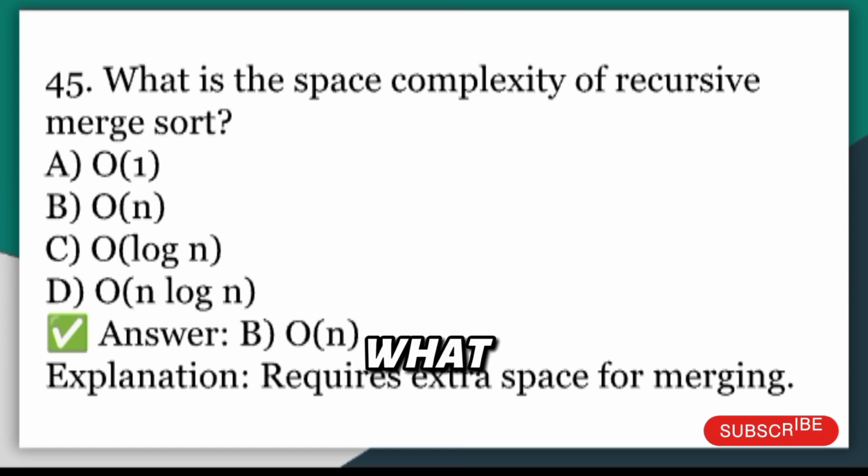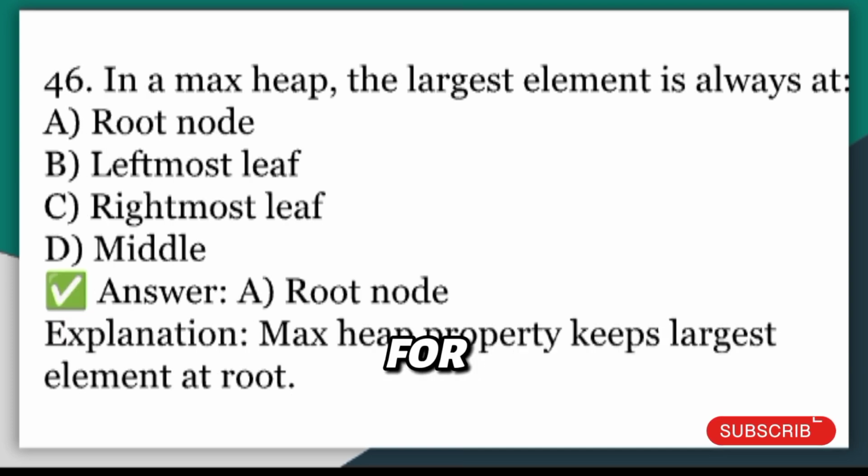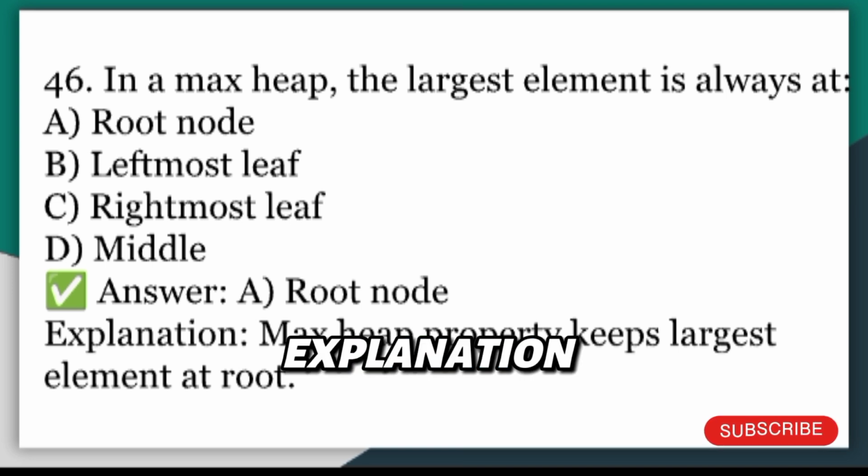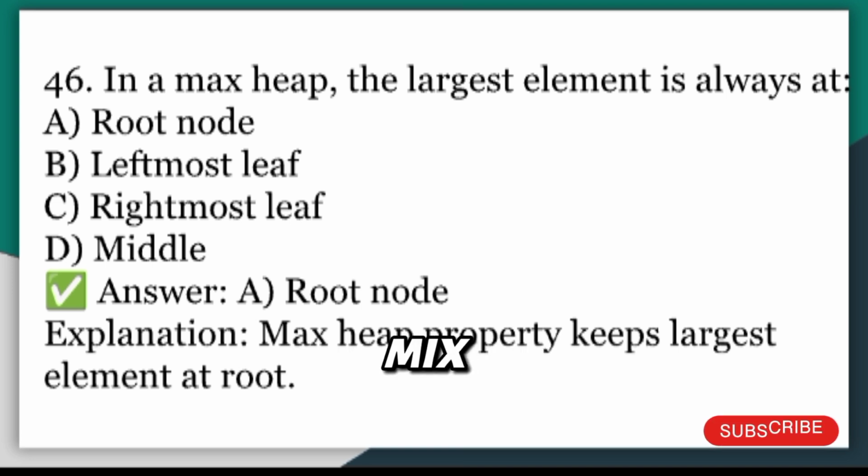Question number 45, what is the space complexity of recursive merge sort? So the right option is B, O(n). Explanation: requires extra space for merging. Question number 46, in a max heap, the largest element is always at? So the right option is A, at the root node. Explanation: the max heap property keeps the largest element at the root.